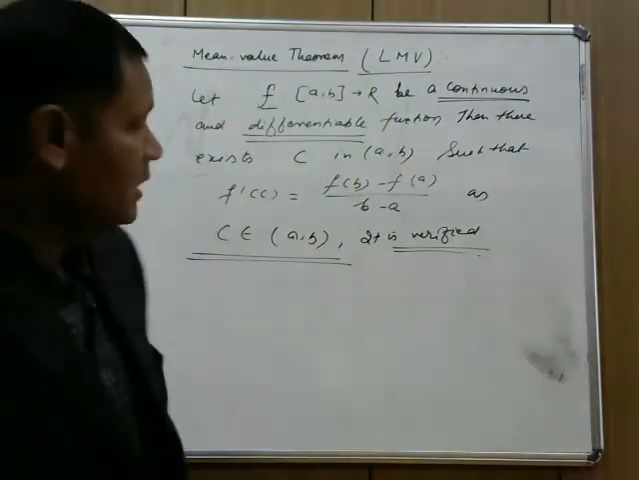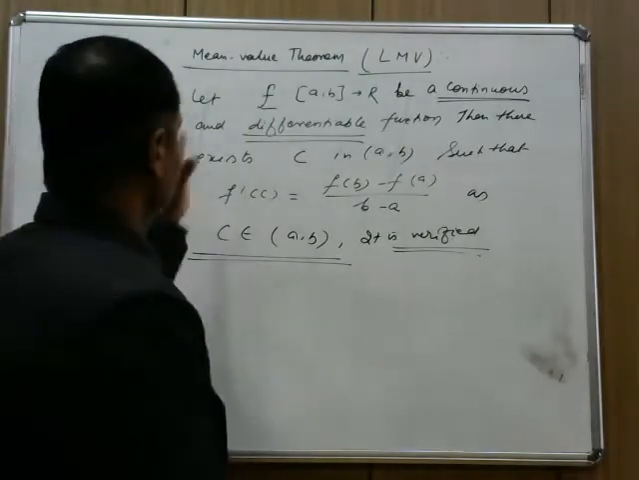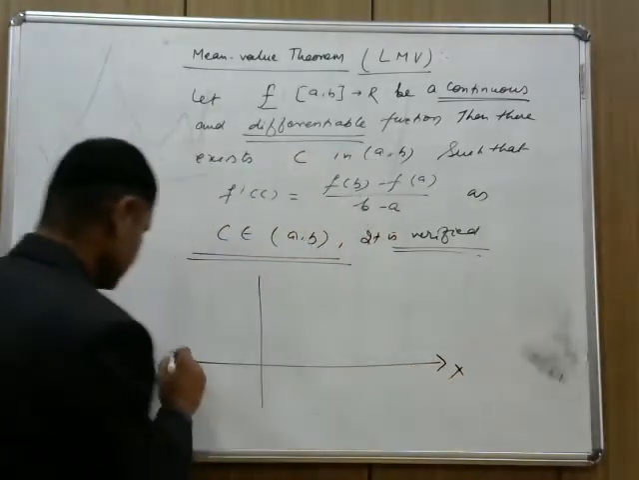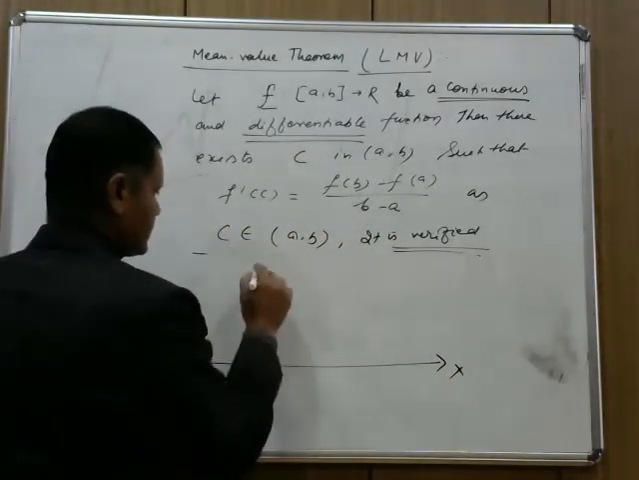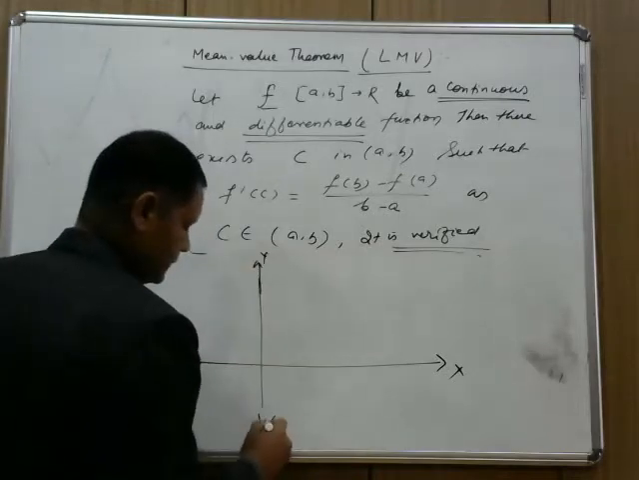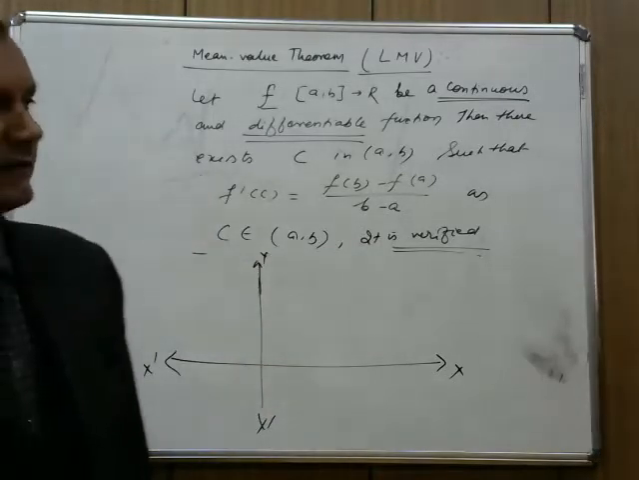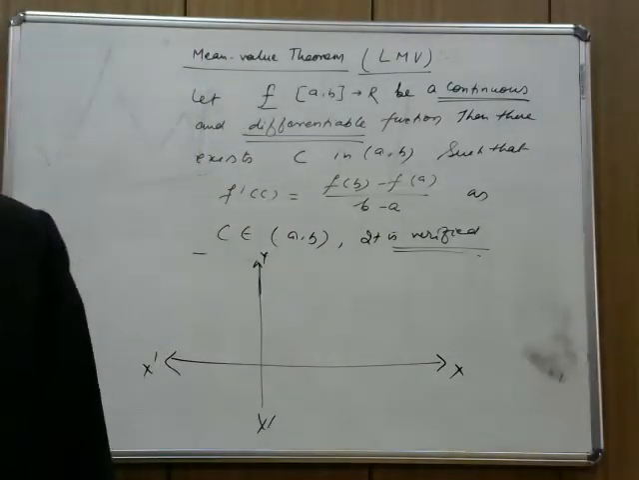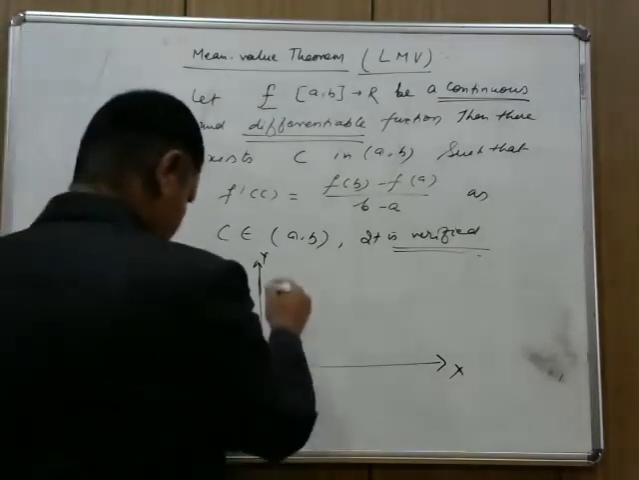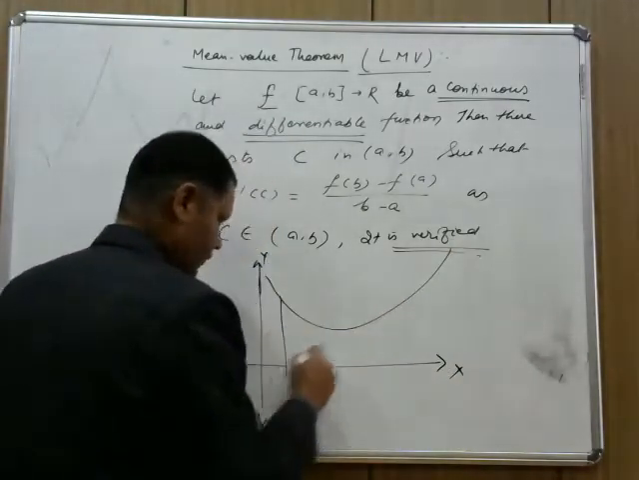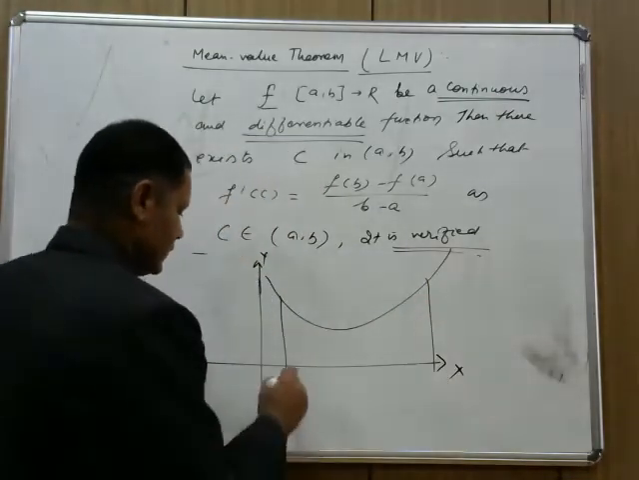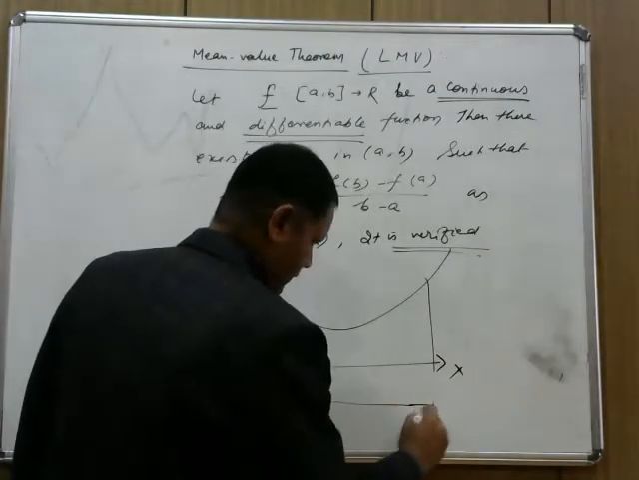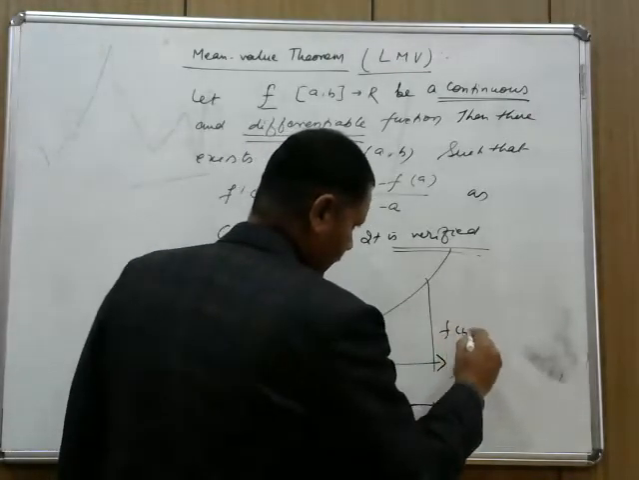Now see the geometrical meaning of the mean value theorem. If you draw the x-axis and the y-axis, then in the given interval [a, b] you are asked to draw the graph of the function. Let us see that it goes like this: here this is a, this is f of a; here this is b, this is f of b.